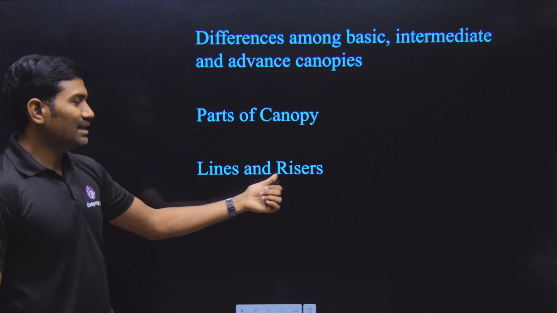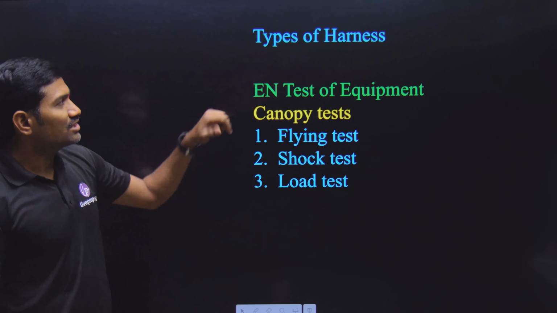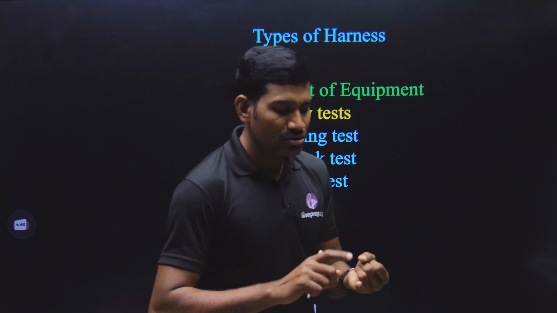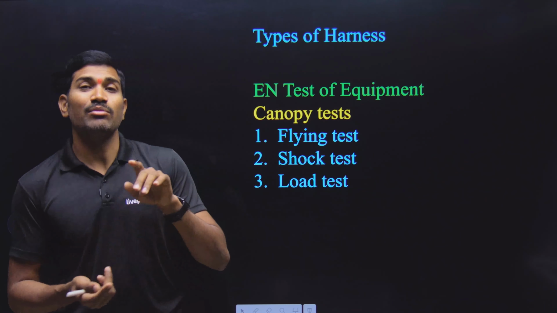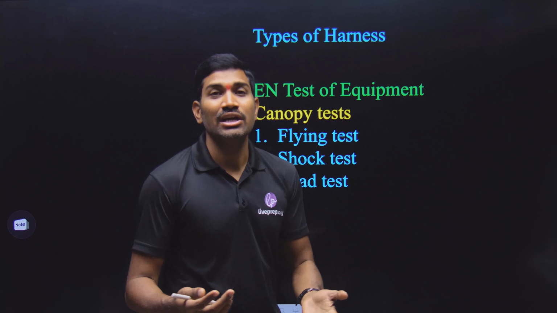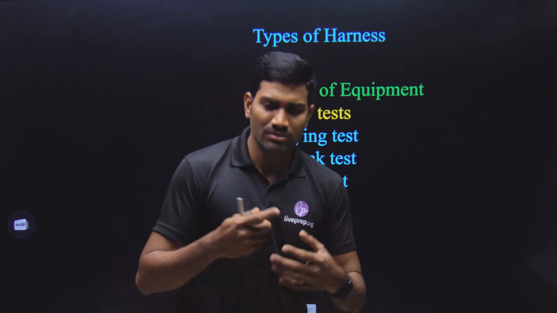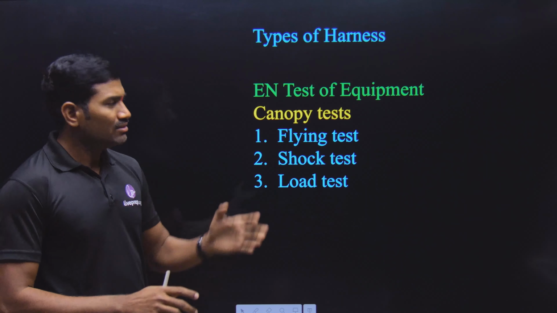And next one is regarding lines and risers. Next one is regarding the harness. In the harness also, there are basic harness, intermediate harness, and advanced harness. Again, based on the shape, different names are there. What are these harnesses and when are they used? Start searching on it. Okay, start doing this.